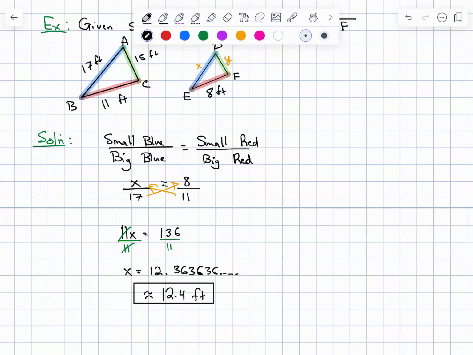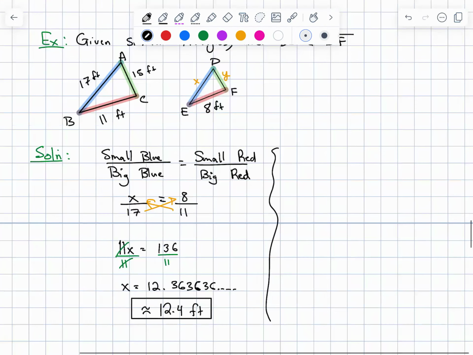I encourage you, if you want to just have a fun time this weekend with your buds, verify that if you do big blue over small blue equals big red over small red, you will get the exact same answer. But no matter how you set it up, as long as you're consistent in how you set it up, you should get the exact same answer. So that's pretty cool. I mean, cool, I guess. It's an abuse of notation. And then the next one.